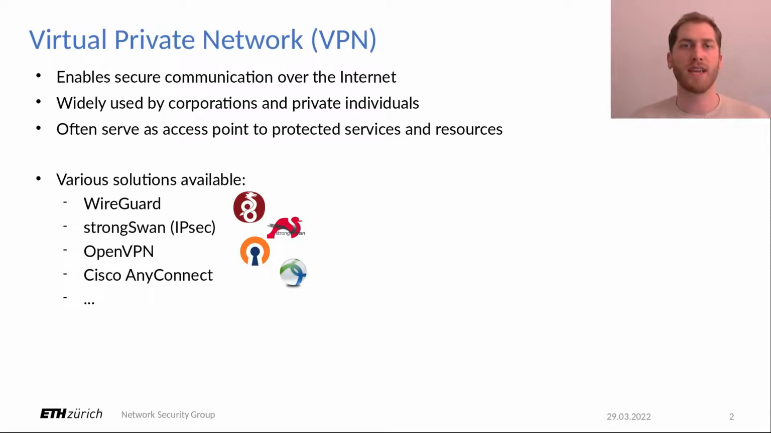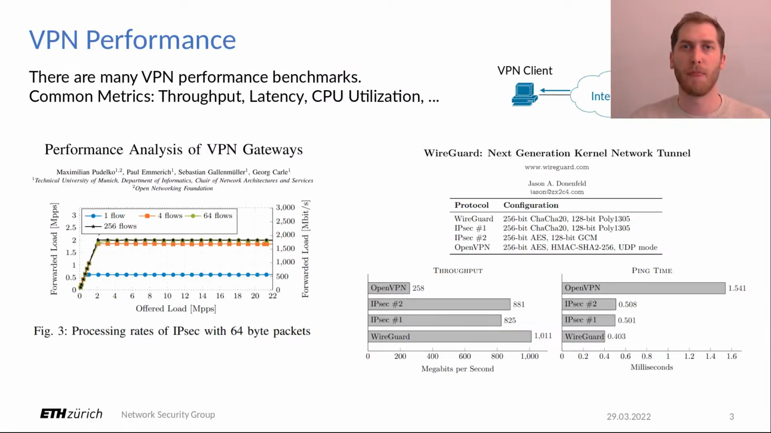Virtual private networks enable secure communication over the internet and are widely used by corporations as well as by private individuals. Often VPNs serve as the main access point for protected services and resources. For consumers, there exist various different VPN protocols and implementations, including WireGuard, IPsec, OpenVPN, Cisco's AnyConnect, and so on.